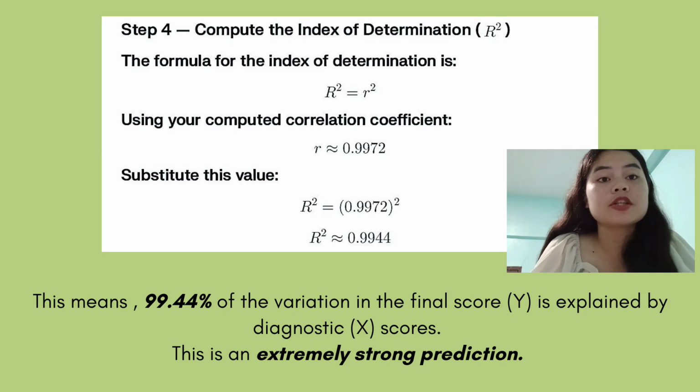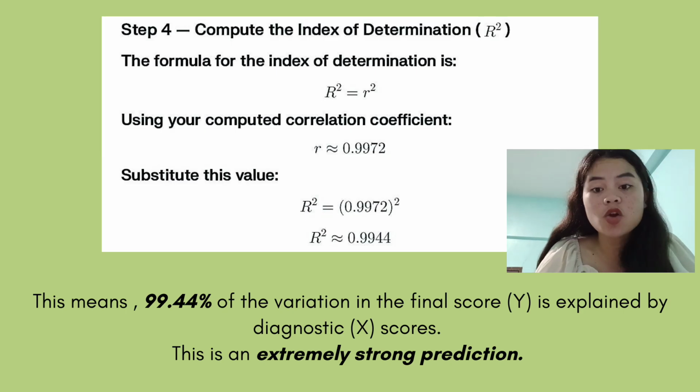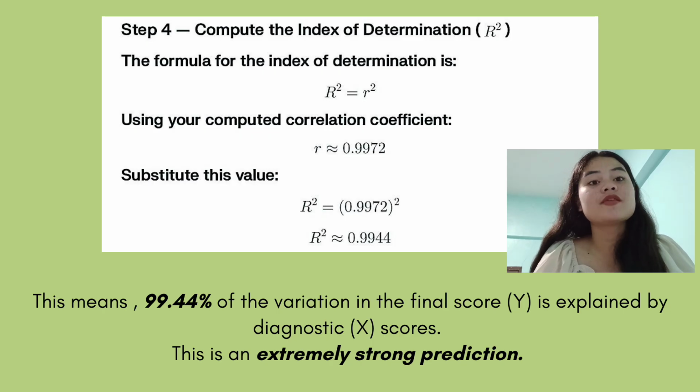So the formula of the index of determination is R squared. So using our correlation computation, which is R equals 0.9972, R squared equals open parenthesis, then we put in our computed correlation. We have 0.9972 squared. Our answer is 0.9944. So this means 99.44% of the variation of the final score is explained by diagnostic scores. So this is an extremely strong prediction.